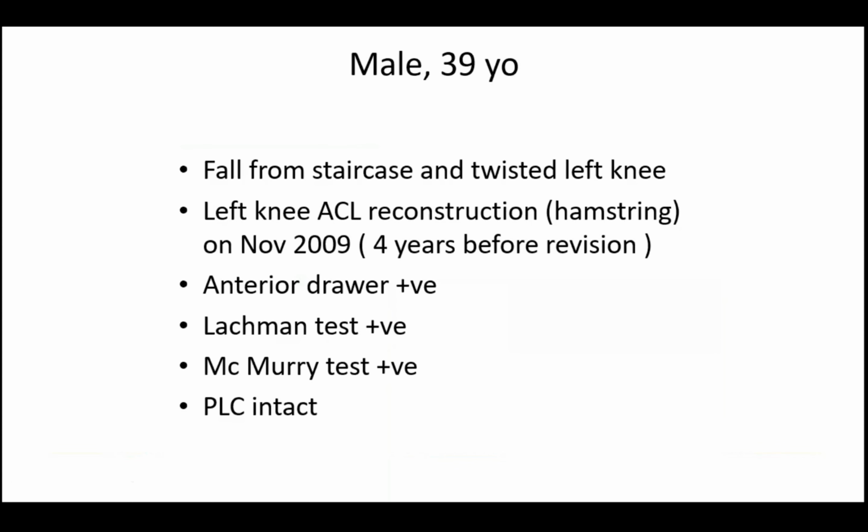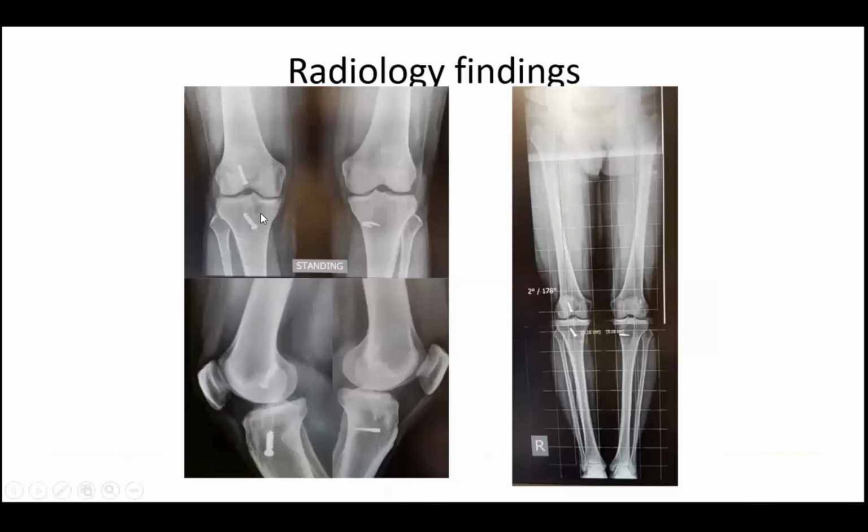Now let me take you to the other case. 39 years old, fall from staircase, twisted left knee. ACL reconstruction, hamstring, November 2009, 4 years before revision. Anterior drawer positive, Lachman positive, and this is how he looks. His right knee, he had a bone tendon bone. He was quite happy. This was done in the States. He was studying there at the time and he came back. And then this is the hamstring ACL done 4 years ago.